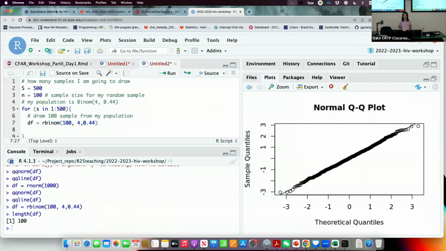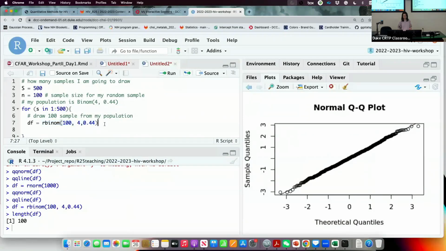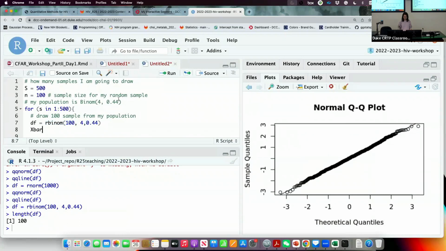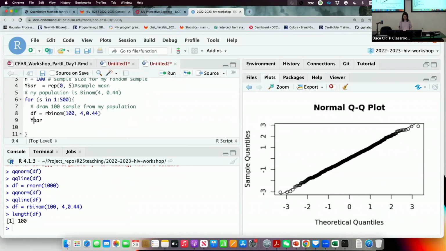And then, because we are talking about the sampling distribution of my sample mean, instead of looking at my sample, I'm going to record the sample mean, Y bar. Y bar is a vector, rep 0, 500, because I'm going to record the sample means from my 500 random draws. I do this 500 times. So in each repetition, I take the mean of my data frame. I'm going to generate a random sample of 100, calculate my sample mean, and repeat my procedure 500 times. So this is what I'm trying to do.